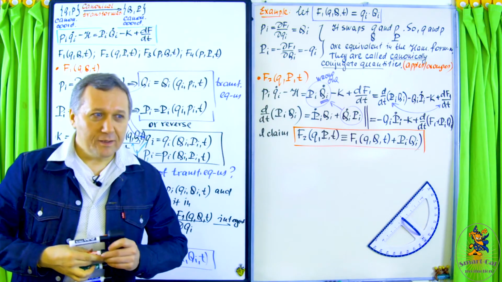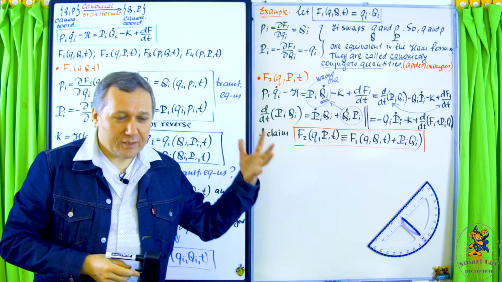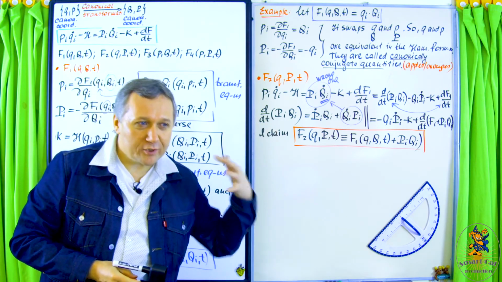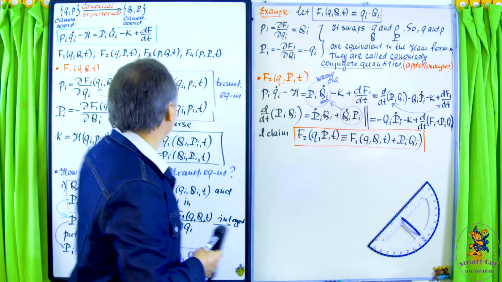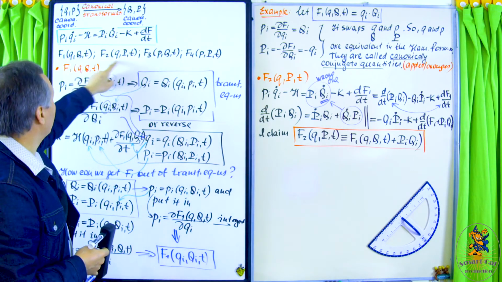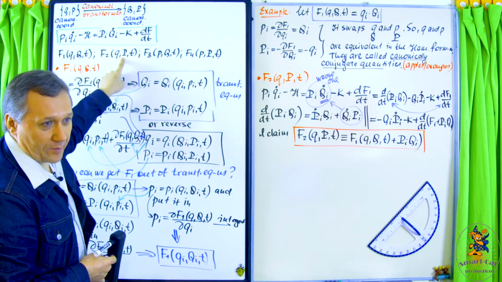And it shouldn't be a surprise. Look, because I already mentioned it several times. It's all about Legendre transformations. Look, what is effectively the difference again between function F1 and F2? That instead of a q capital variable, we have a p capital variable.